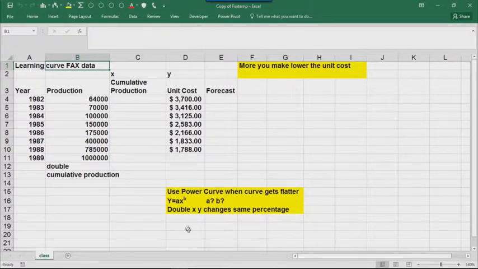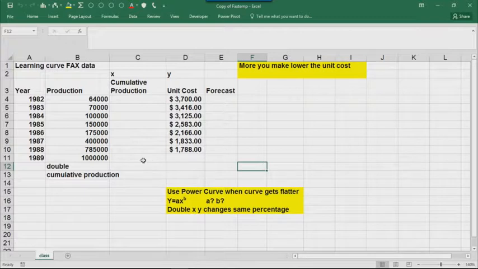So the equation of the power curve you can see right here is y equals a times x to the b. X is our independent variable, y our dependent variable. We don't know a and b, but the trend curve can figure it out. And again, whenever the curve gets flatter, we should try and fit the power curve. Usually does a really nice job. And the nice property of the power curve is whenever you double x, y changes by the same percentage.